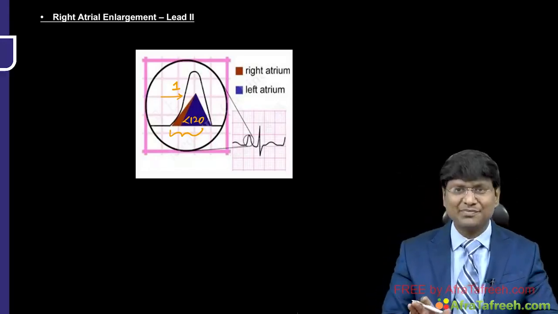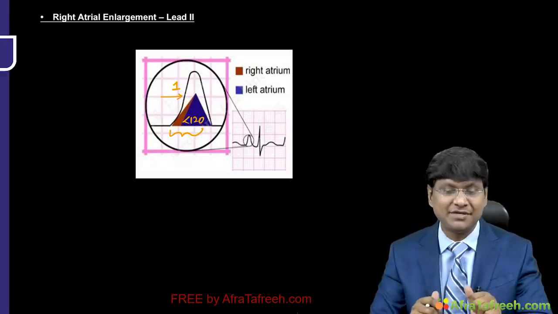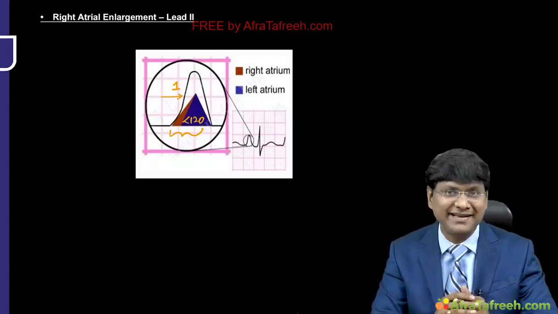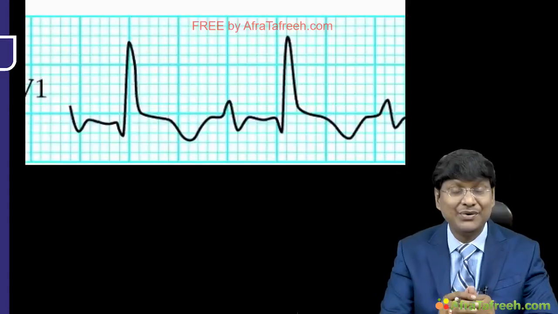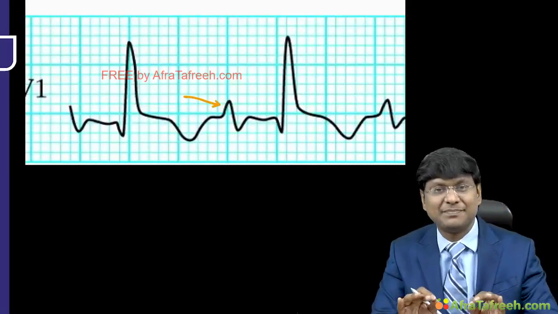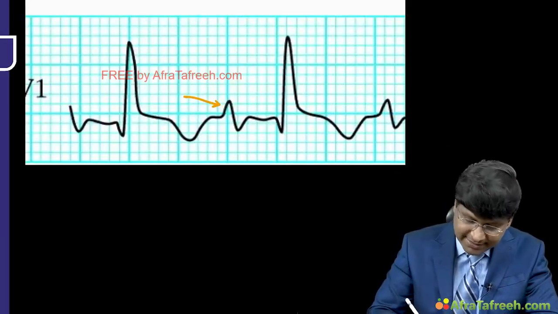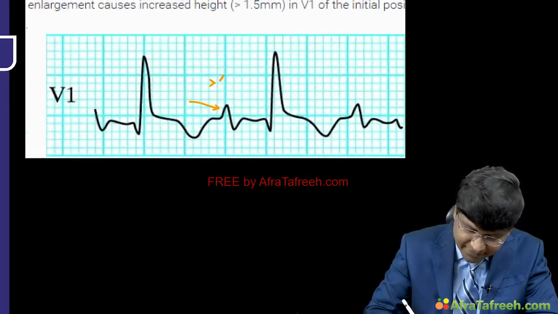Now, the next important point is in lead V1, we have discussed we will have a biphasic P wave. So if it is a biphasic P wave in lead V1, what will be the right atrial abnormality in lead V1? You see this. Whenever there is right atrial abnormality, the first half of the P wave in lead V1 gets changed. So the amplitude of the first half of the P wave will be more than 1.5 mm.